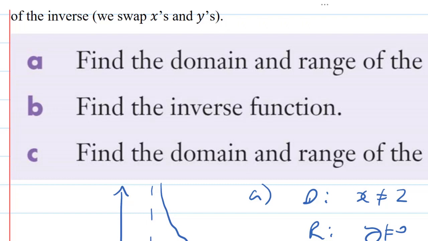So to find the inverse, swap your x's and your y's. For a hyperbola, is the range always y not equal to 0? It's whatever the intercept is. This one's not, because it's shifted down too, so the inverse isn't either.